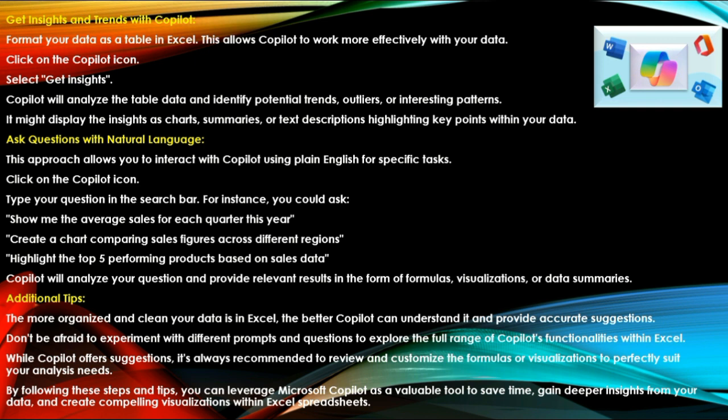Ask questions with natural language. This approach allows you to interact with Copilot using plain English for specific tasks. Click on the Copilot icon. Type your question in the search bar. For instance, you could ask, "Show me the average sales for each quarter this year." Create a chart comparing sales figures across different regions. Highlight the top 5 performing products based on sales data. Copilot will analyze your question and provide relevant results in the form of formulas, visualizations, or data summaries.